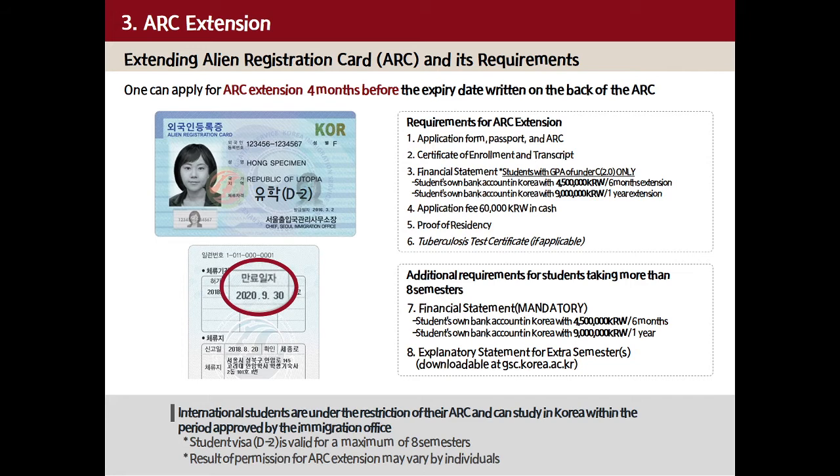Additionally, you will need to submit an explanatory statement for extra semesters, a form signed by your academic advisor and then GSC, in order to bring to the immigration office. Please keep in mind that international students can stay and study in Korea only within the period approved by the immigration office, as stated on the back of their ARC. An undergraduate student visa is valid for a maximum of 8 semesters. Result of permission for ARC extension may vary by individuals.